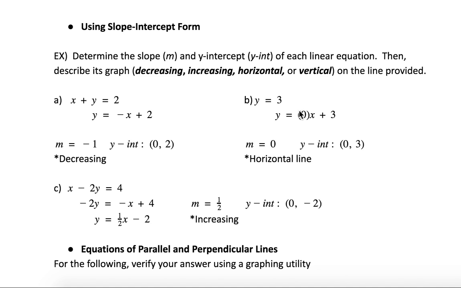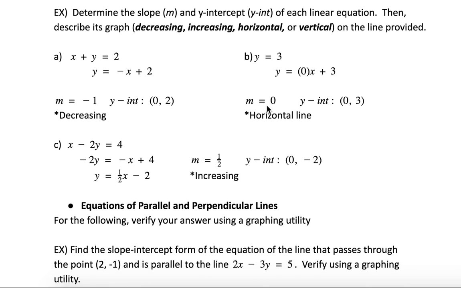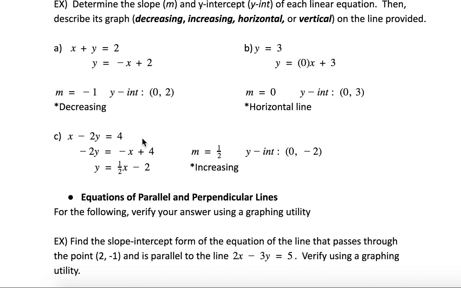Horizontal lines have 0 slopes and y equals equation. There's a special case, so we got to kind of memorize that. All right, one more example. Try it out. Go ahead, pause the video and check your work.